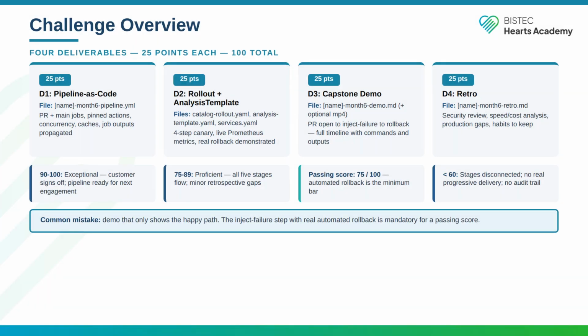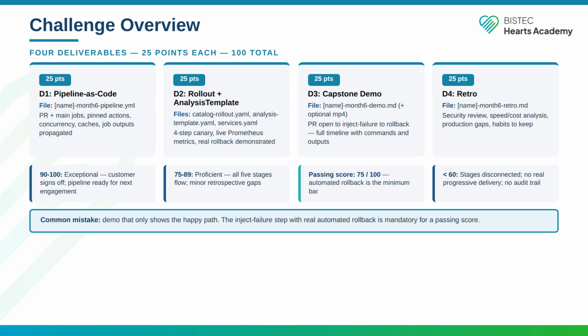The Capstone Challenge has 4 deliverables, each worth 25 points, for a total of 100 points. Passing score is 75 points. Deliverable 1 is the pipeline as code file. The evaluator will check that the PR lane and main lane are cleanly separated, that the image digest is propagated as a job output, that caching is demonstrably effective by comparing warm and cold timing, that the file is under 400 lines and readable by someone unfamiliar with the project, and that every action and base image is pinned by a digest.